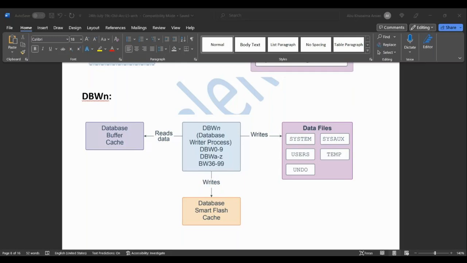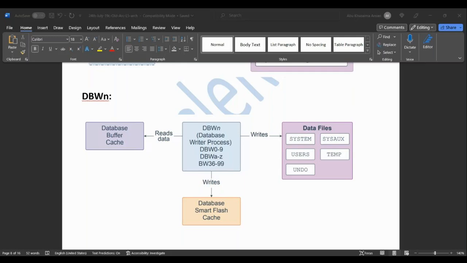Now, the second time, when a checkpoint occurs, DBWR writes the dirty buffer from the database buffer cache to the data file. Also, suppose LGWR, which writes the redo entries from the redo log buffer to the redo log file, finds that those dirty buffers are not written. Then DBWR is signaled, please write the dirty buffer so that I can write it.